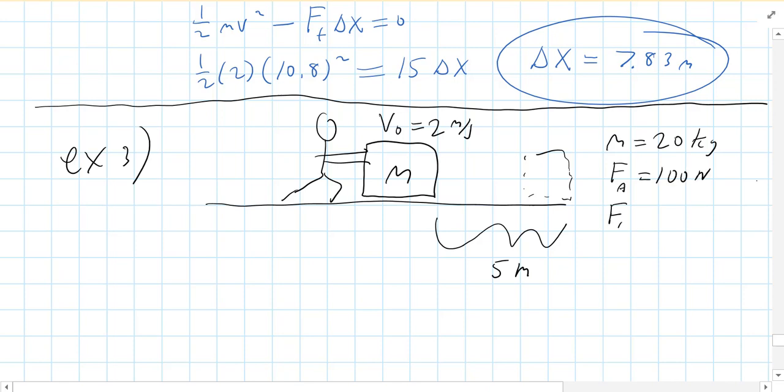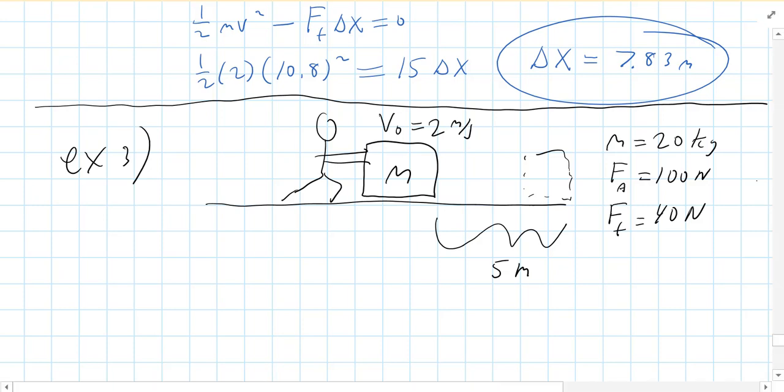And let's say friction is also acting on this thing, and friction is acting with a force of 40 newtons. And what I'd like to know is at the end of the 5 meters, how fast is the block moving?